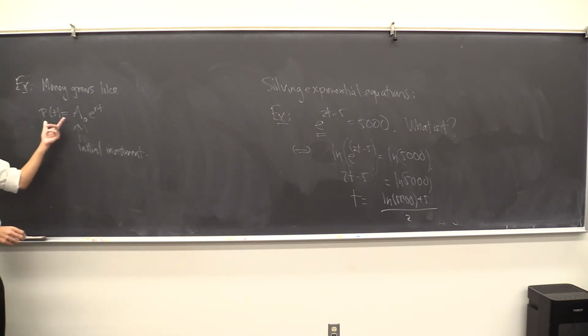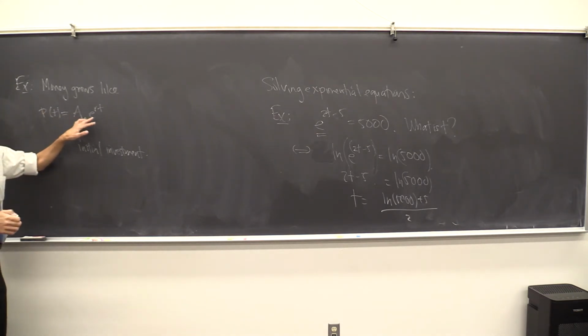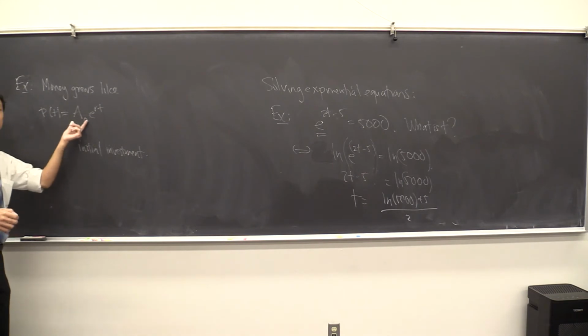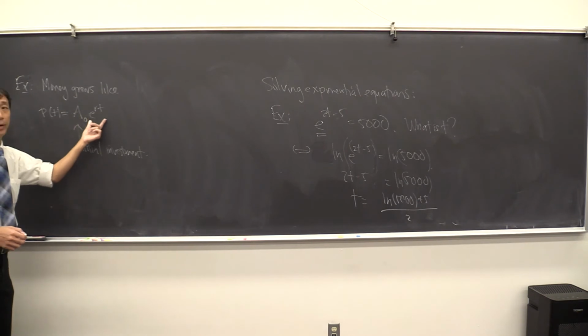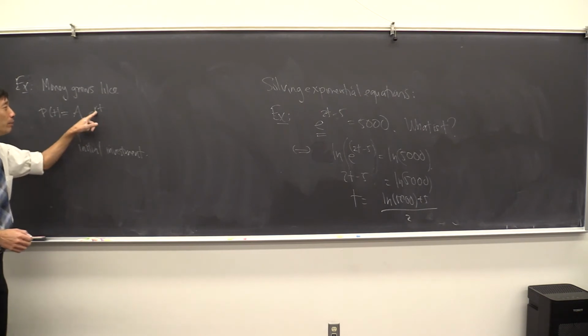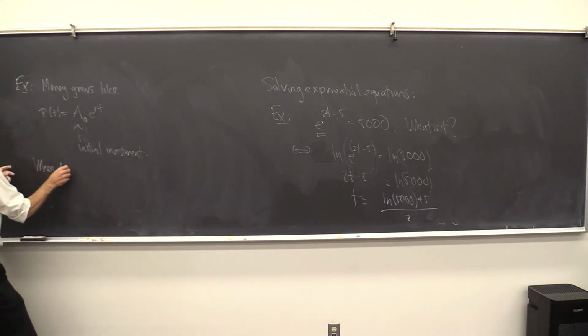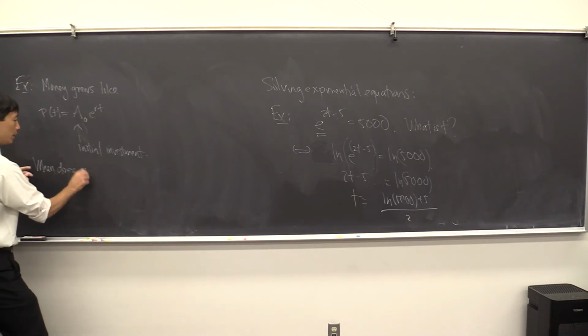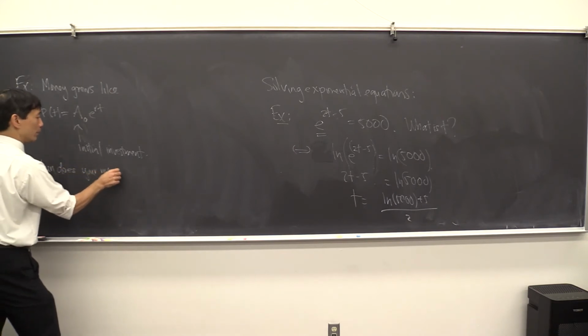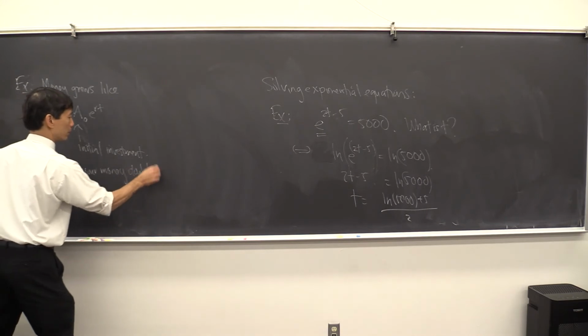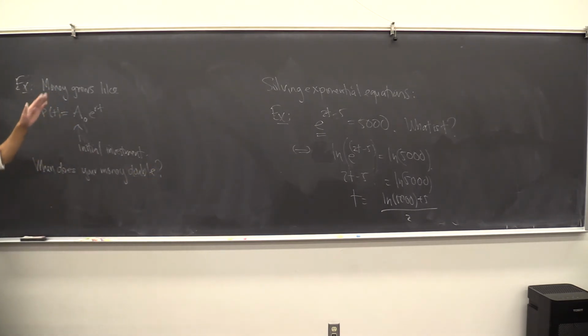yeah. So money in a bank actually grows like an exponential function, where this is your initial investment. So if you have $10, you put that in the bank, it's going to grow at a certain exponential rate. This r basically is the interest rate. So when does your money double? At some point, it's going to become double. The question is, when does your money double?